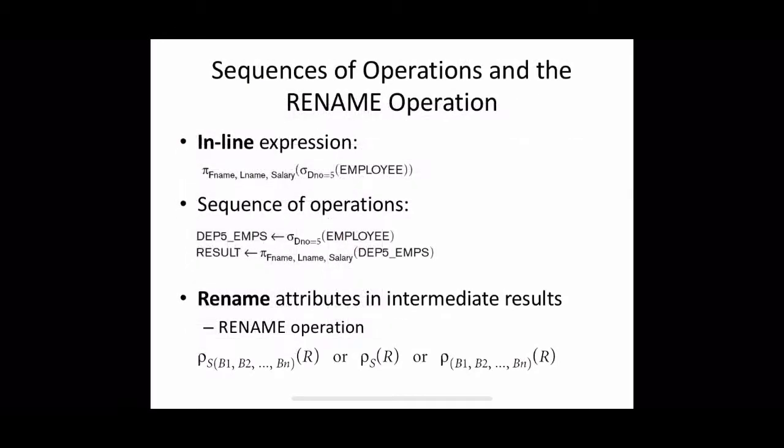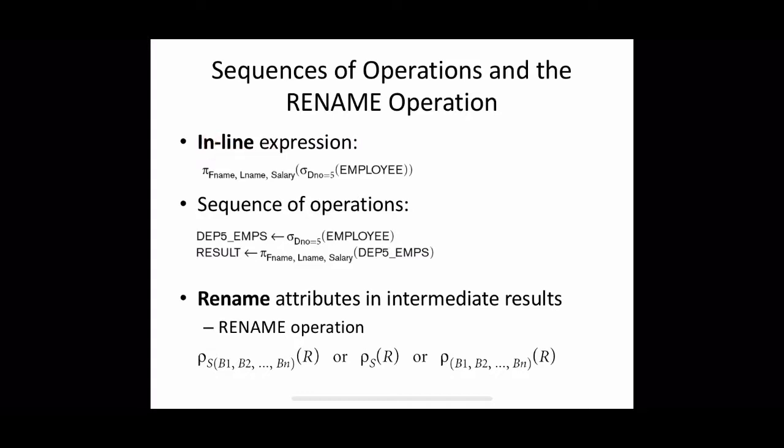So next is about the sequence of operations and the rename operation. In most queries, we need to apply several relational algebra operations one after the other, right? So there are different ways to express such a chain of operations. The first method is to write the operations as a single relational algebra expression by nesting the operations. That is called an inline expression.